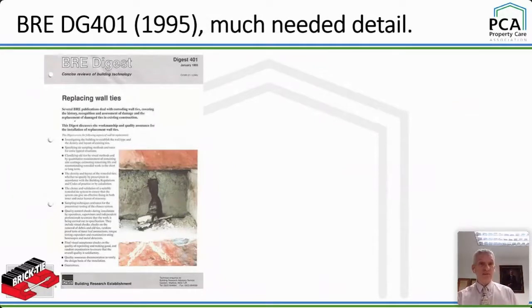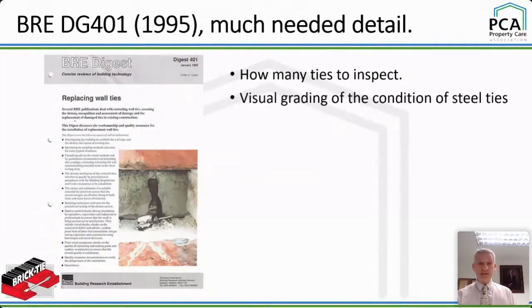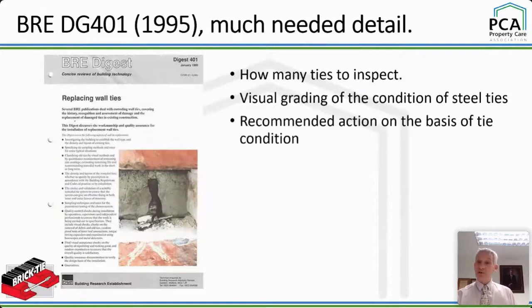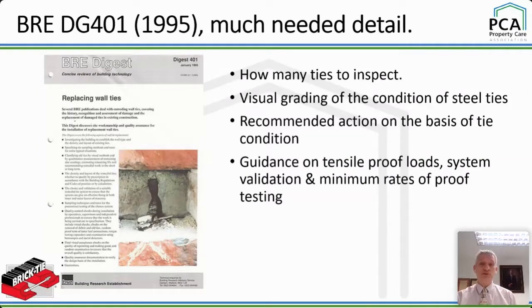Now in 1995, BRE 401 came out, and at last we got real detail because what we'd been missing was how to survey properly, how many ties to look at, how to visually grade rusting ties. Okay, what were the recommended actions based on that? None of this was in the original standards. They didn't actually tell you how to do wall tie work. Didn't tell you how to survey it or how to judge things.